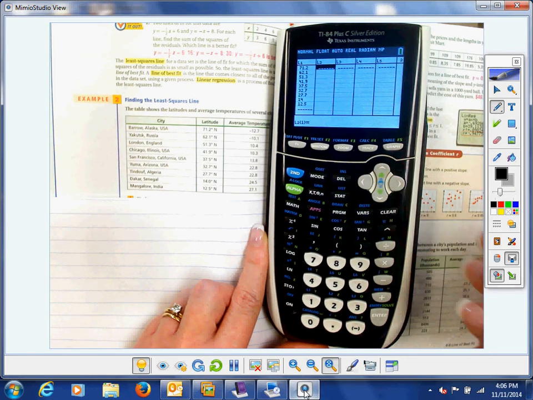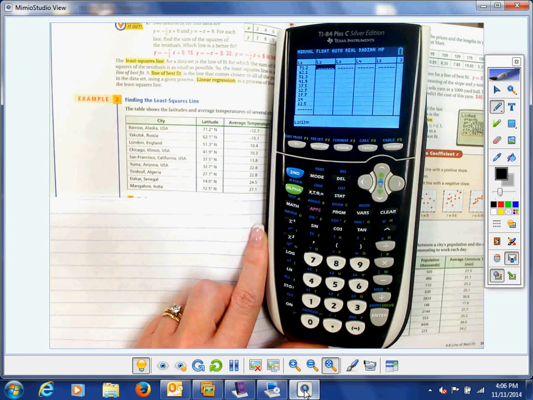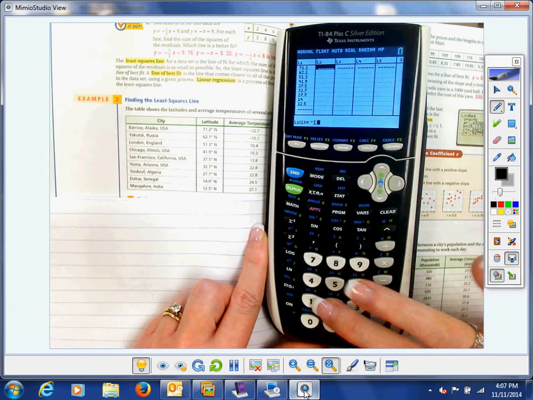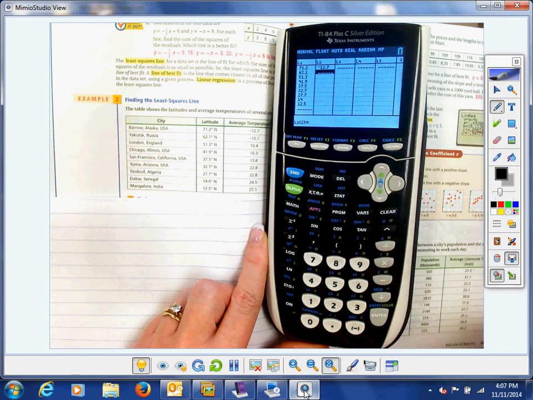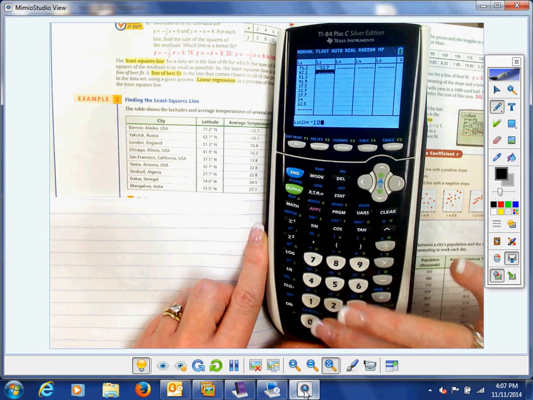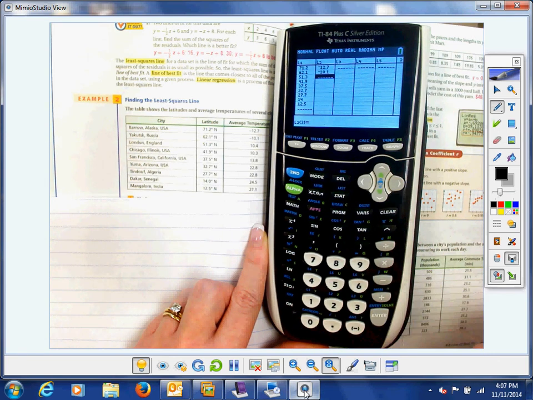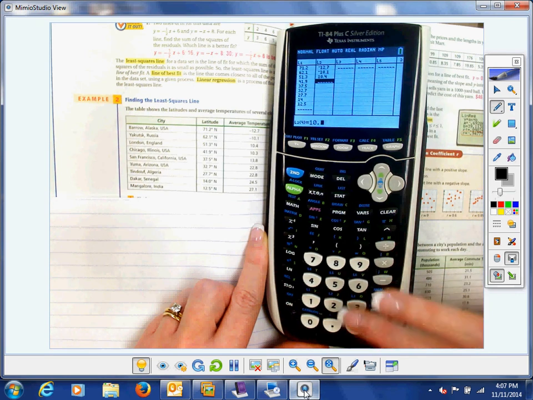Okay, right arrow over, and let's get the L2 information in. The right column is always going to go under L2. And in this case, the right column in our example is average temperature. So we need our negative button, so let's type in negative 12.7, enter. Then negative 10.1, enter. 10.4, enter. 10.3, enter.